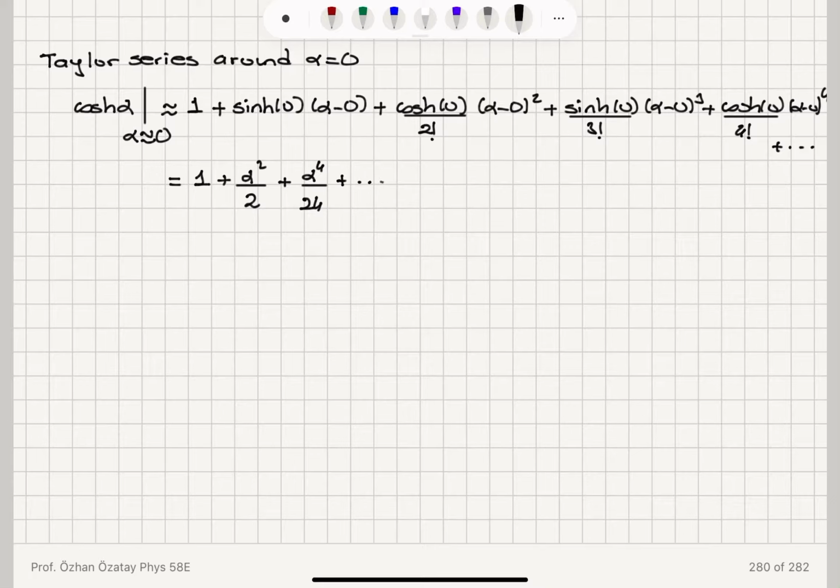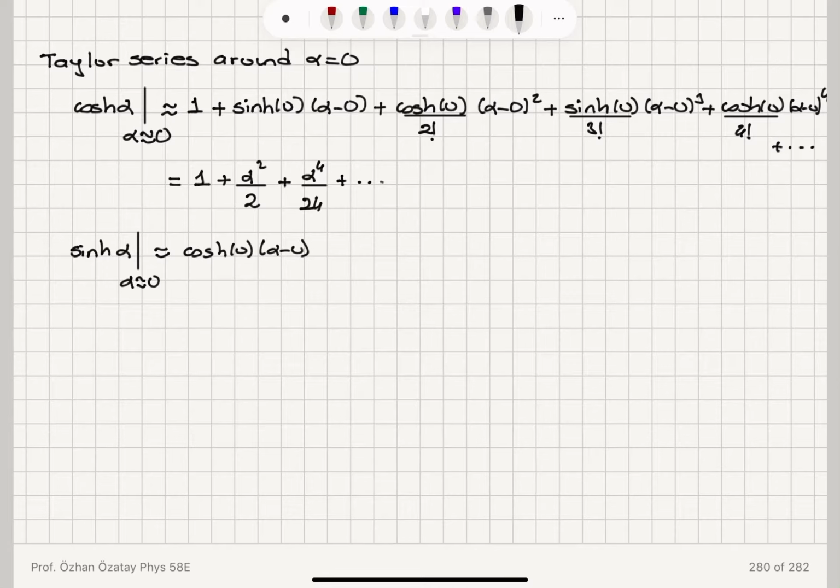Now if we do the same exercise for sine hyperbolic alpha, evaluated in the vicinity of alpha equals 0, first of all, we have sine hyperbolic 0, which is 0. Then we have the derivative, cosine hyperbolic 0, times alpha minus 0.